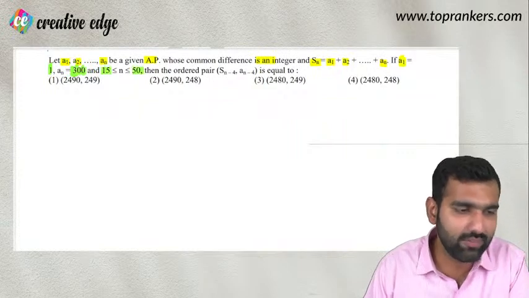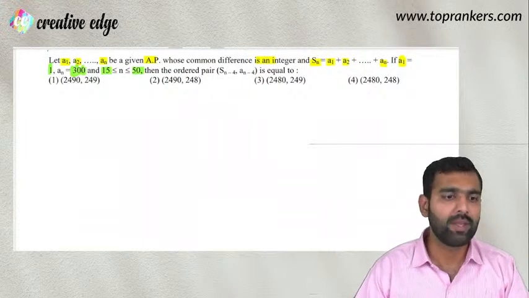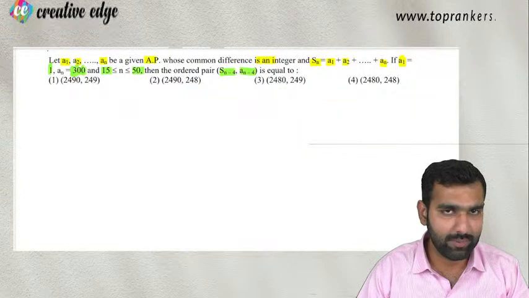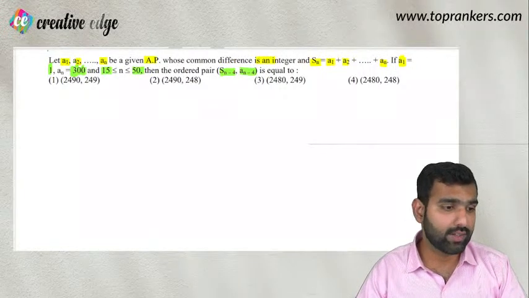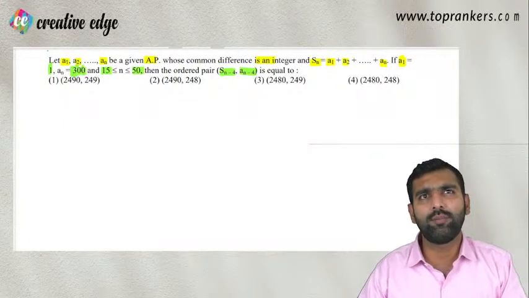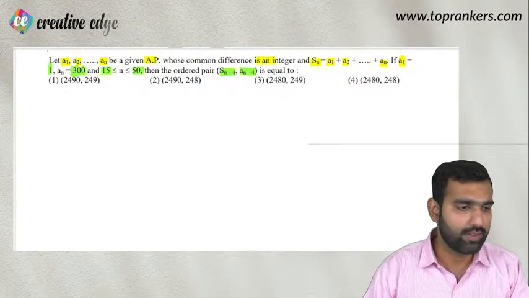Now another thing it says is that n lies between 15 and 50, meaning the number of terms will be somewhere between 15 and 50. So it asks you the value of S of n-4 and A of n-4. I hope you're realizing the question is pretty simple. First of all, try working out the number of terms first and then figure out the common difference. If you figure this out, you can very easily crack the answer.